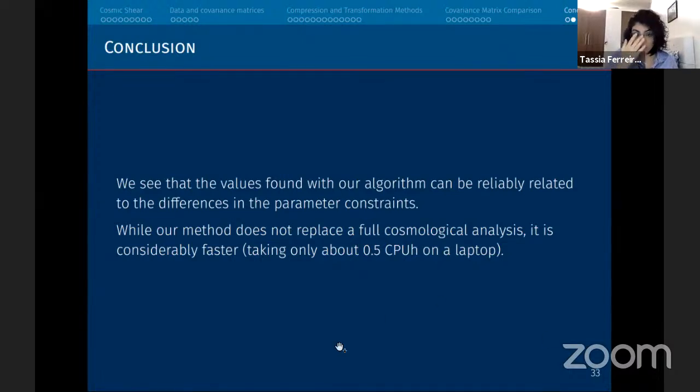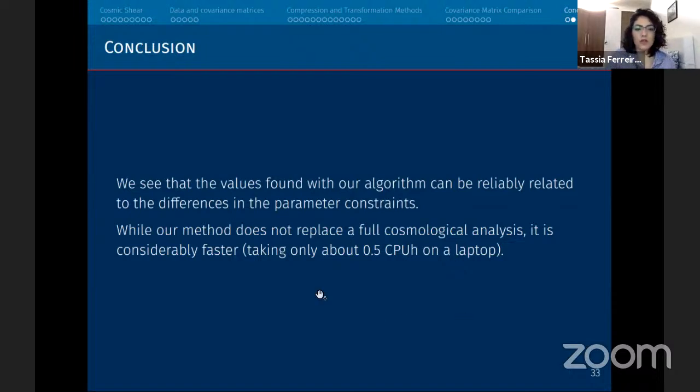We were able to reproduce really well the differences in the parameter constraints. And another good thing about it is that it's remarkably faster than running a full cosmological analysis. Of course, it'll never replace a full cosmological analysis, but the algorithm that I showed here only took about half an hour on my laptop computer. On other computers, it might take less.